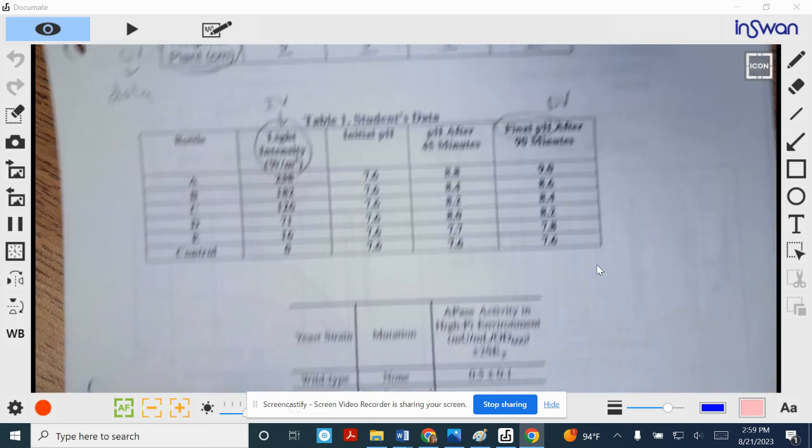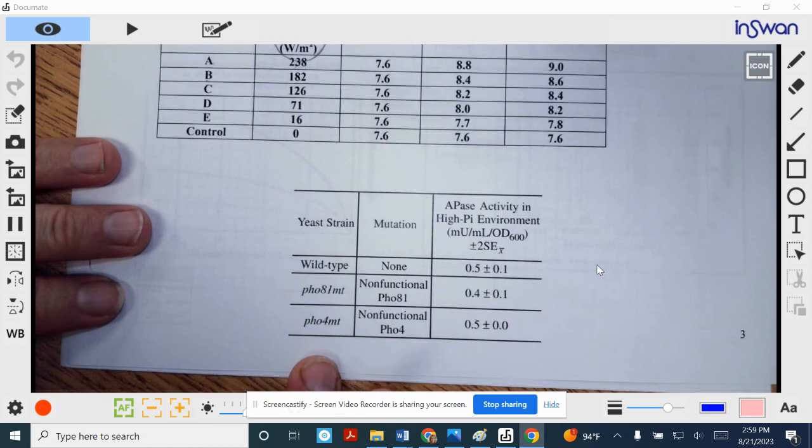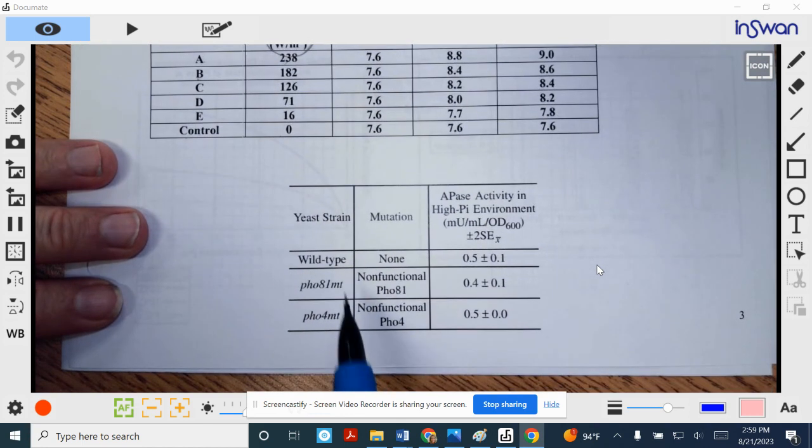Same situation down here. It says yeast strain. So yeast is a fungus. So we have a normal fungus. This is the same fungus, but it has a mutation in its DNA. And then we have another fungus with a different mutation in its DNA, okay?